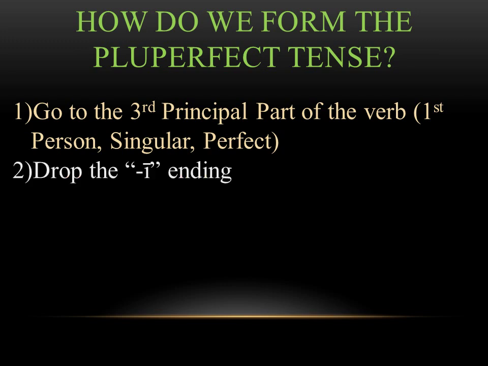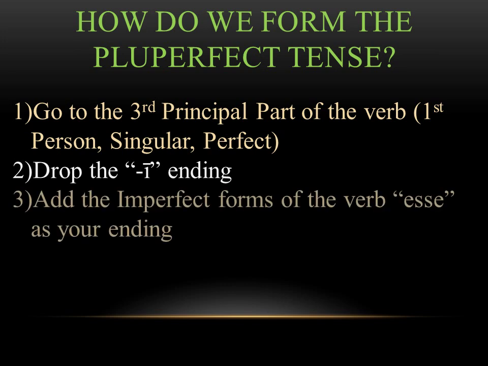What you have to do is drop that long I ending, which would be a perfect tense ending. We don't use perfect tense endings because we're in the pluperfect. The endings we are going to use are something you've seen before. You add on the imperfect forms of the verb esse, the verb to be. That's what forms the ending to the verb. So in other words, the pluperfect is just the perfect stem plus the imperfect of the verb to be. Now I know that sounds a little confusing, but let's take a look at some examples and you'll get the hang of this quickly.